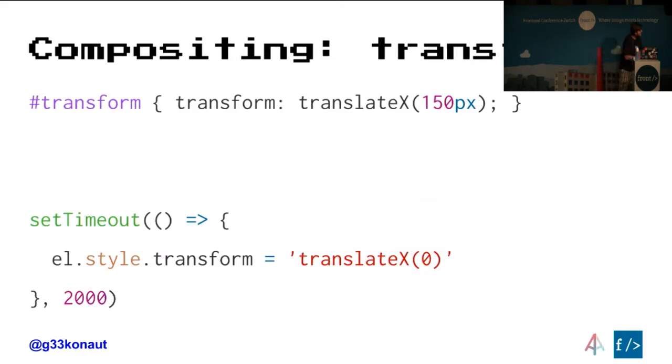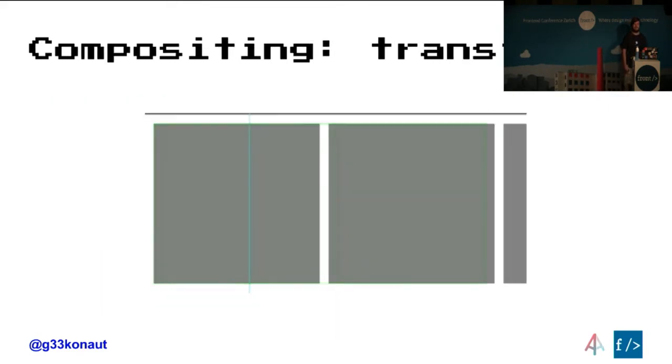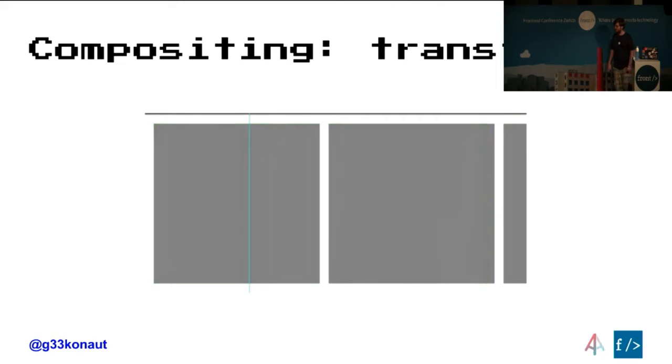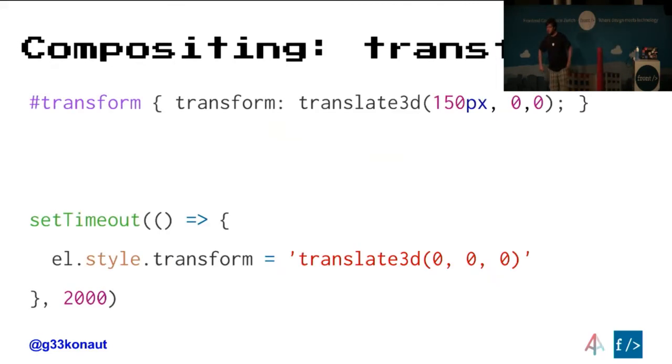Translate X. What the hell have I been talking to you about 20 minutes ago, 10 minutes ago, whatever? Translate X is not a 3D transform. It's a 2D transform. It does not create a separate layer. We are screwed because we get the green triangle of sadness. Sorry, rectangle, not triangle.